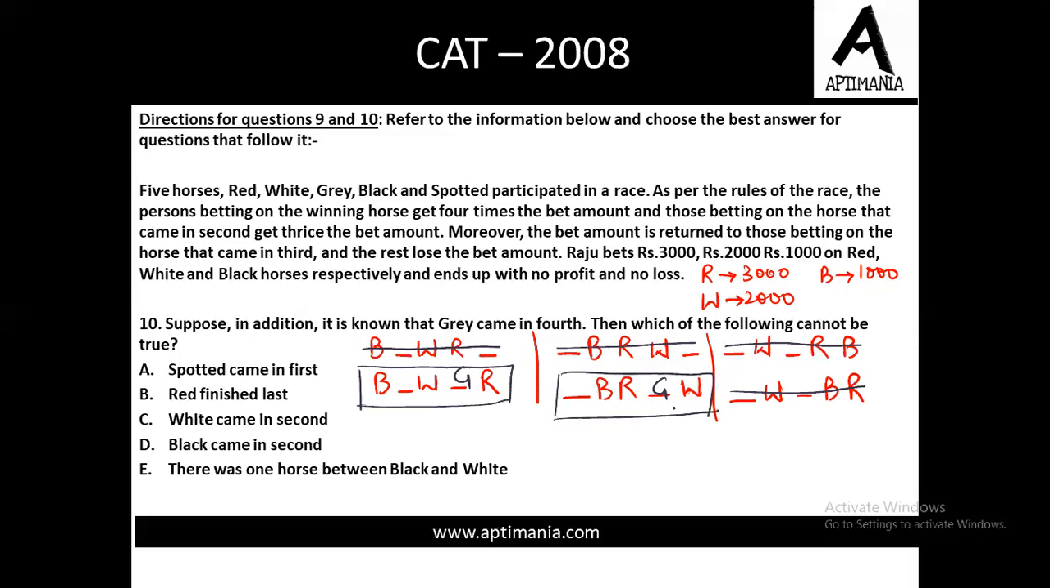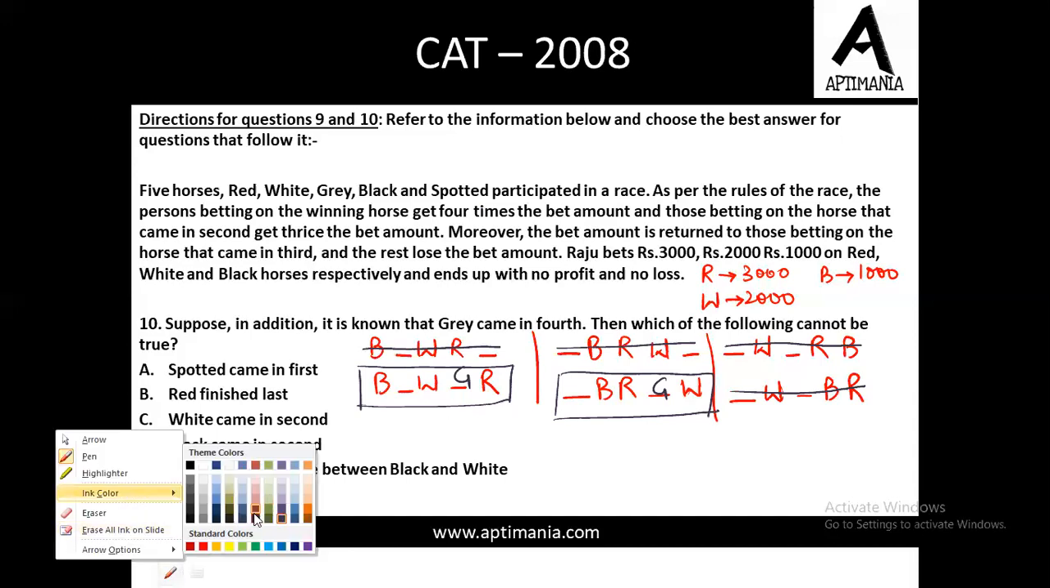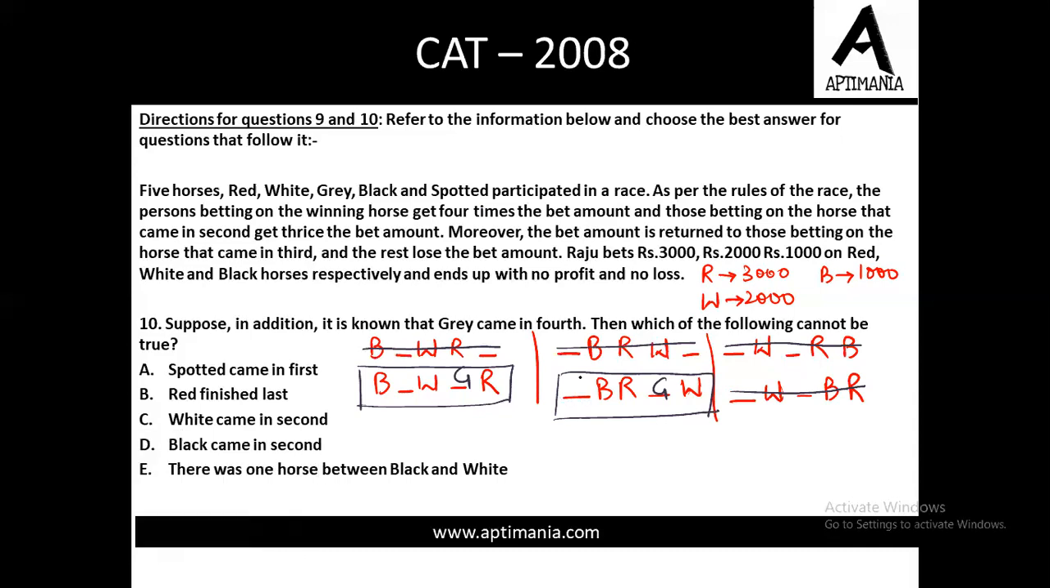Right? Now, the question is, which of the following cannot be true? Spotted came in first. Just wait for a second. Yes. So let me use blacking. Spotted came in first is possible if we are going to place it over here. So the first situation seems to be true. The red finished last, true. इस वाली situation में clearly visible है. First situation में इसमें red is finishing last. So this is again true.